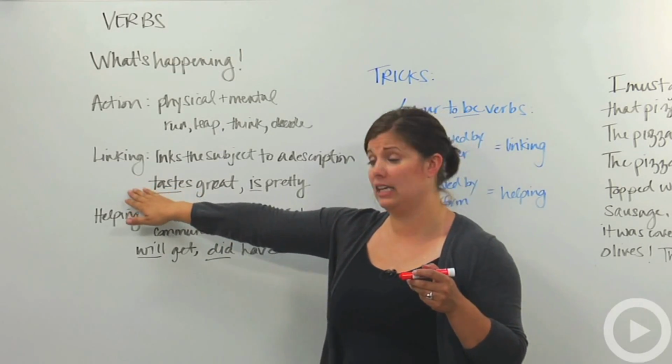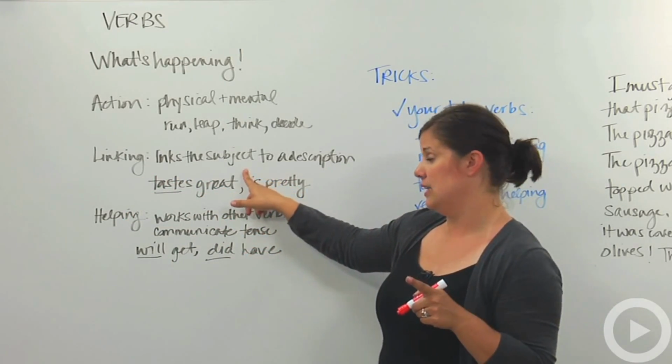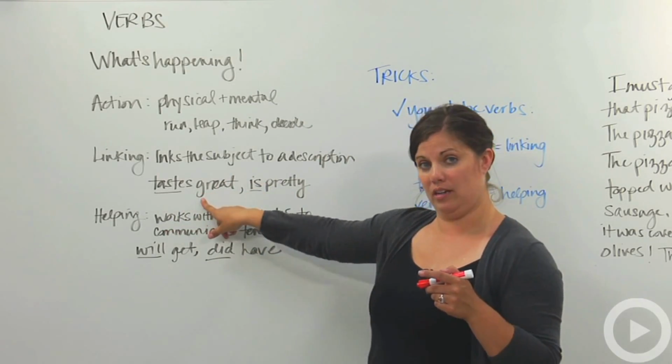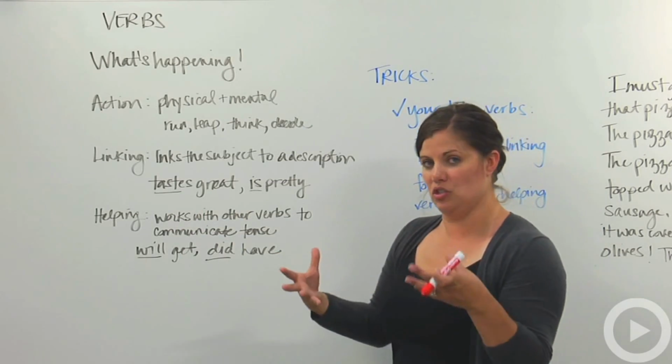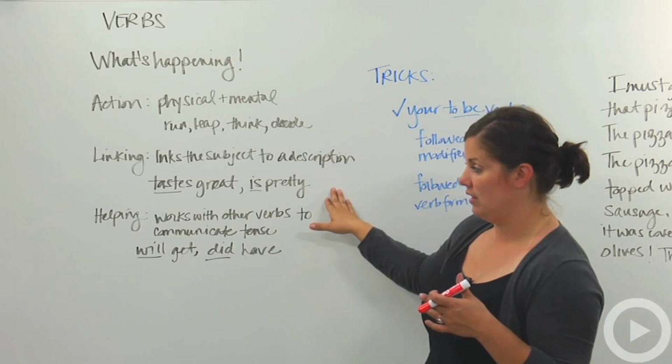Sometimes, though, you have linking verbs. And the key to a linking verb is that it links the subject of a sentence to a description. So something like the word tastes great. Tastes is our linking verb there because it's not actually something that somebody's doing. Or is pretty, it's a state of being verb. So those are your linking verbs.